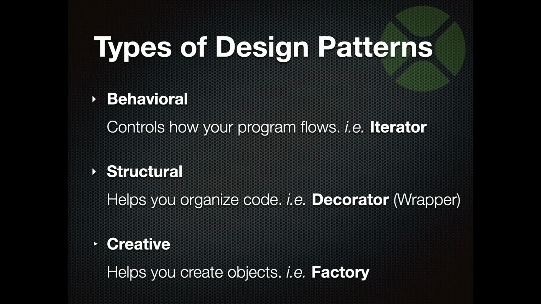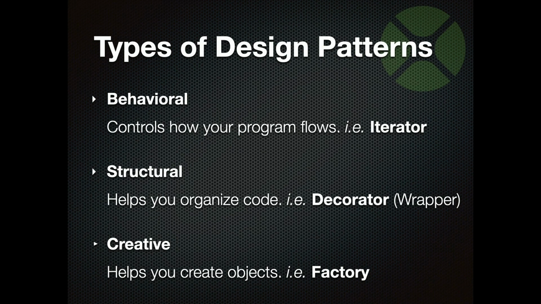And I'm just going to talk about one example from each of these categories. So you have behavioral, structural, and creational. What I'm going to do today is show you demos, most of which I'll show you in Xojo. The example I'm showing for behavioral is kind of how you're controlling how the program flows. The example that you use for that is an Iterator design pattern.